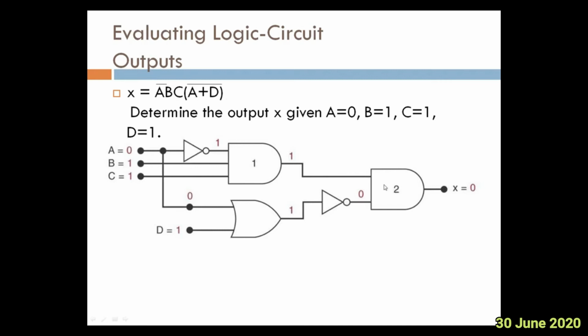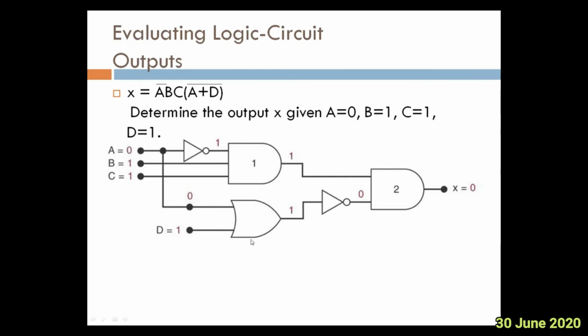Now determine the output. Determine the output X given with a value of A is 0, B is 1, C is 1, D is 1. Suppose if it asks you to evaluate the logic circuit, how you evaluate? Let us see. The value of A is 0, value of B is 1, value of C is 1, value of D is 1. Now let us come here. Now what will be the inputs at this stage? B is 1, C is 1, and A is 0, but when it complements it is also 1. So it is 1, 1, 1, and output is 1 here, right?